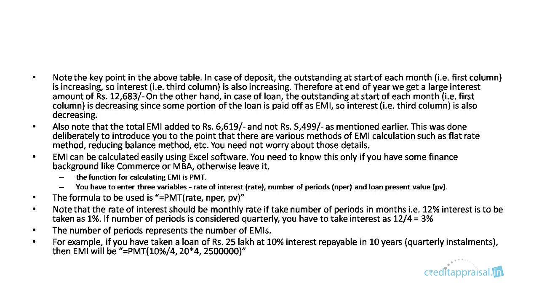If you take monthly repayment, then 12% interest is to be taken as 1%. If the number of periods is considered quarterly, then you have to take 12% by 3%. So the number of periods represents here the number of EMIs. For example, if you have taken a loan of 25 lakhs at 10% interest, repayable in 10 years, say quarterly installments, then in Excel the EMI formula will be PMT 10% by 4, because this is quarterly repayment. You have to take 10% by 4, comma, how many repayment periods? 10 years, but quarterly. So 10 into 4, I think there's a typo here, 20 into 4. You just make that correction, and comma 25 lakhs. So whatever it is, you'll get the answer.